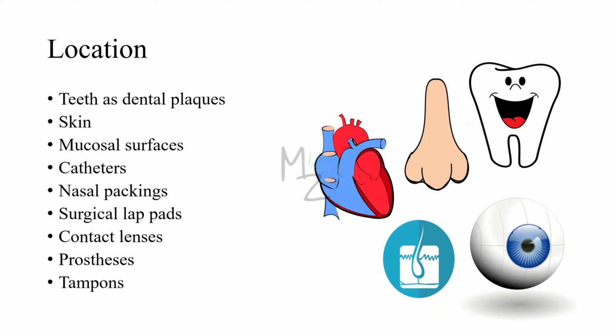Location. Biofilms occur on teeth as dental plaques, on skin, and on mucosal surfaces like those of the heart and lungs. They're also present on certain devices like catheters, for example, urinary catheters or venous catheters. They are also present in nasal packings, surgical lap pads, contact lenses used in eyes, prostheses, for example, prosthetic heart valves or prosthetic hip joints, and tampons. If these devices are left in the human body for a long time, then biofilms are formed.